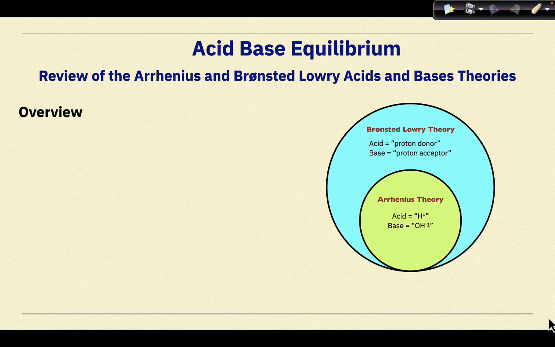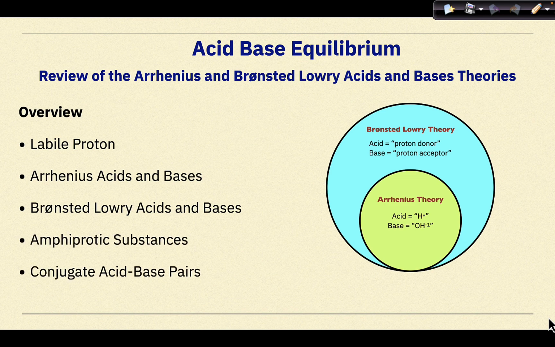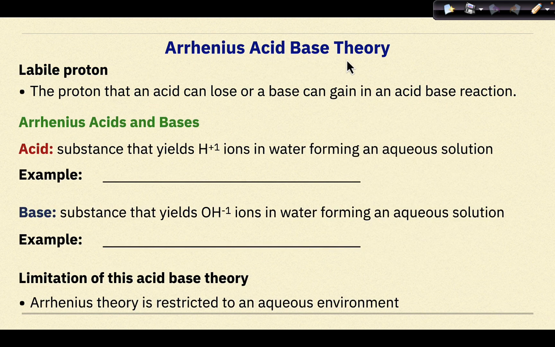Acid-base equilibrium. Review of the Arrhenius and Brønsted-Lowry acid-base theories. In this tutorial, we will be going over the definition of a labile proton, Arrhenius acids and bases, Brønsted-Lowry acids and bases, amphiprotic substances, and conjugate acid-base pairs. Arrhenius acid-base theory. Let's talk about the definition of a labile proton.